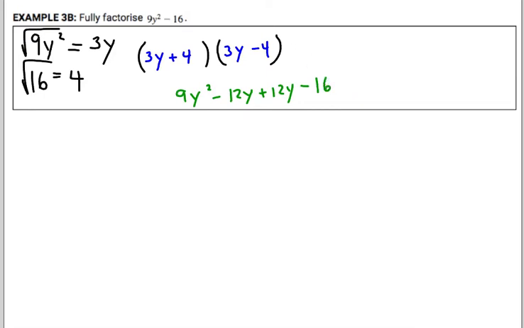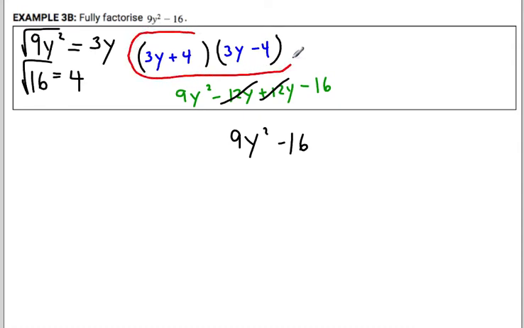As always, my middle terms are like terms, negative 12y plus 12y. Those cancel out and become 0. And I'm left with my original expression, 9y squared minus 16. So all this third step is doing is checking your work to make sure you get your original expression. This is your factored form. This is your final answer here.